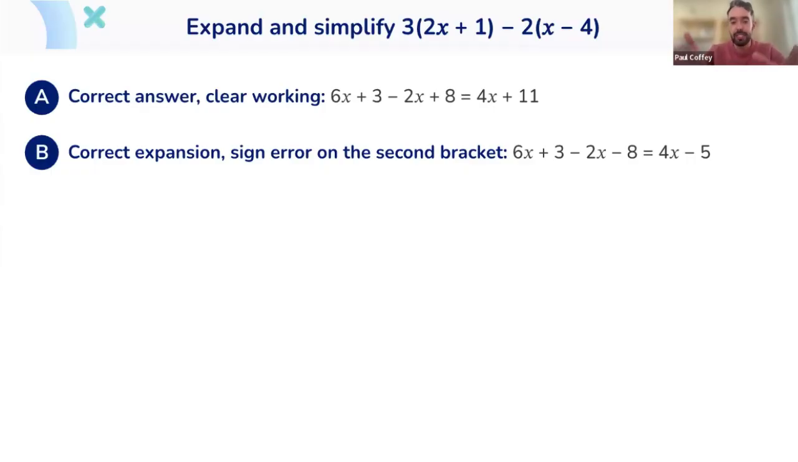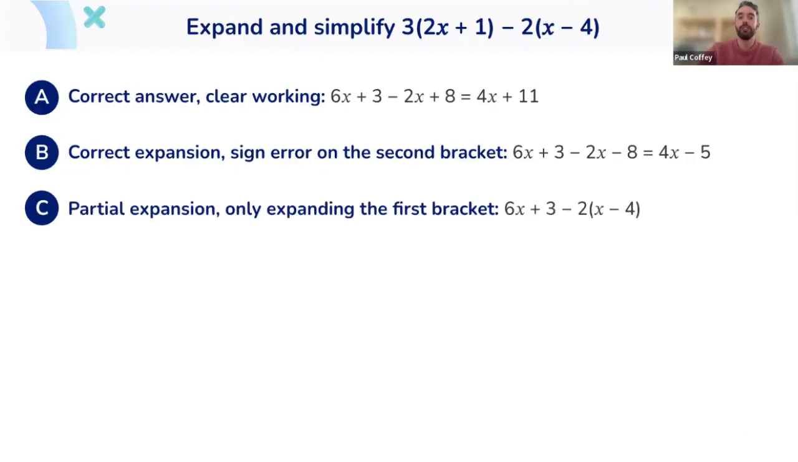They've forgotten about the negative times negative giving a positive. So that's really specific and a fixable gap. It's not a fundamental misunderstanding of expanding brackets. All right, student C. Here we've got a partial expansion, so only expanding the first bracket, but we've not expanded the second one. They've just rewritten it. So they might not have read the instructions fully, or they may not have understood that the minus sign applies to the entire second bracket. A bit more to delve into there.